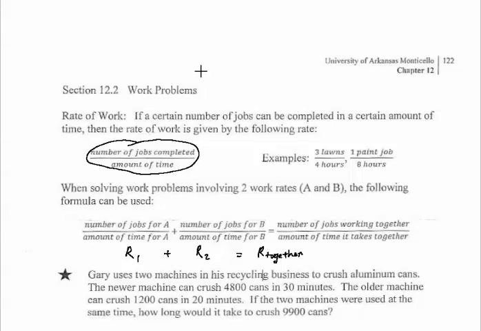And we can add the two rates and get their rate working together. So as you can see here, the fraction that we're going to equal the sum to is the number of jobs working together divided by the total amount of time that they work together. And so this is how the following problems are going to be set up. There won't be a table as in the distance, rate, time problems.